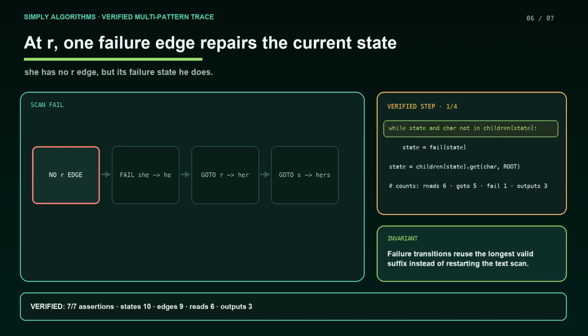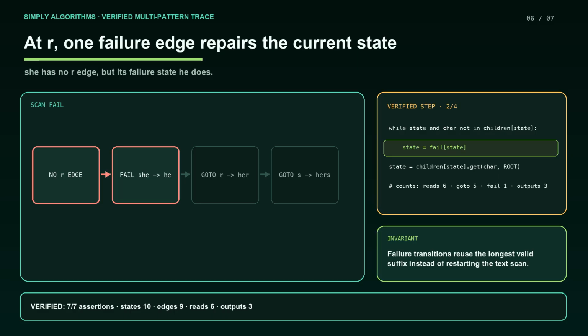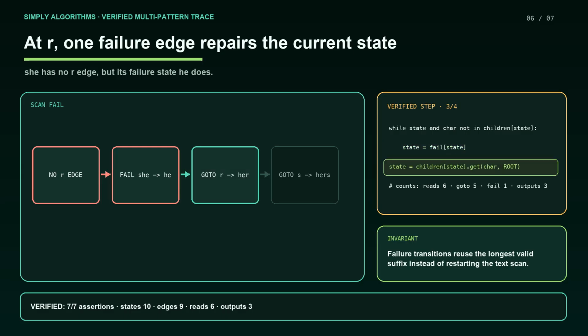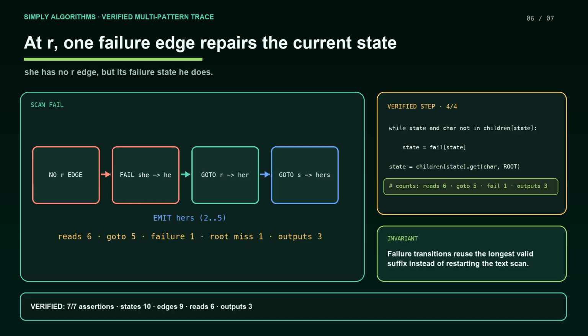The next character is R. State she has no R child, so the trace follows 1 failure edge to he. From he, R advances to her. The final S advances to hers and emits hers. The measured search uses 6 character reads, 5 go-to edges, 1 failure edge, 1 root miss, and 3 output emissions.